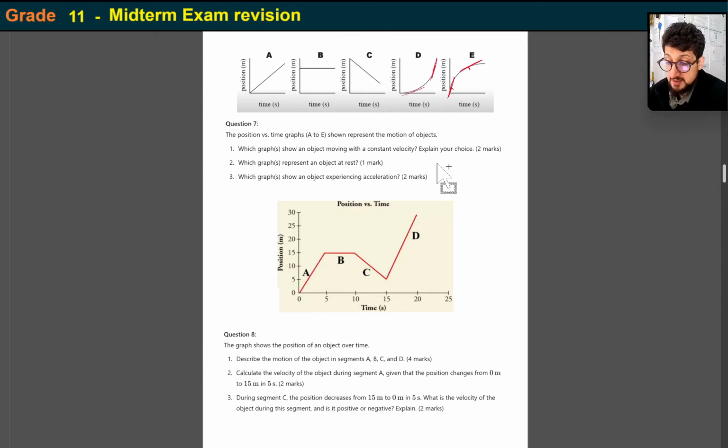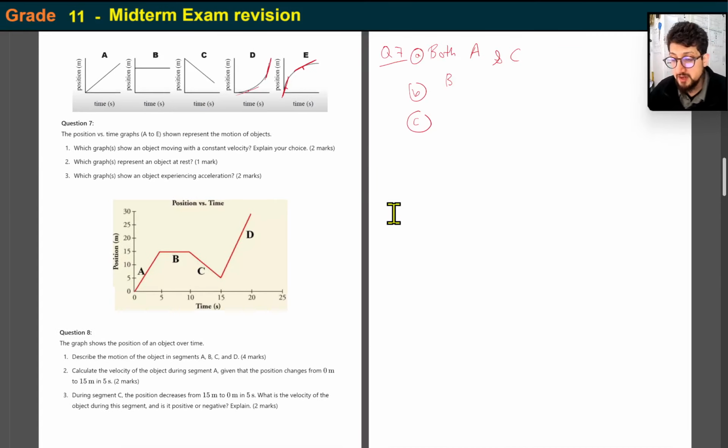Now, had the question said which one is decelerating, then it would be E. But since it just said acceleration, you got to include both D and E. Now, some of you might just say, well, it's D, but it's also E as well. Right. Question 8.